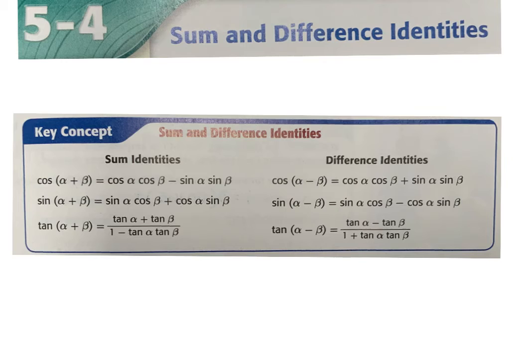All right, sum and difference identities. So they give you this whole long proof on page 336, which is great, but honestly, memorize it. Okay, memorize the formulas. Don't try to prove it, just memorize it. All right.